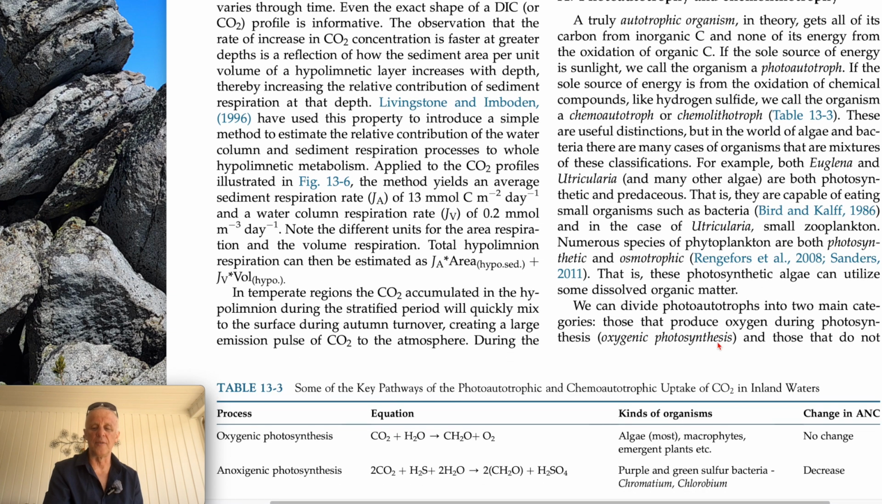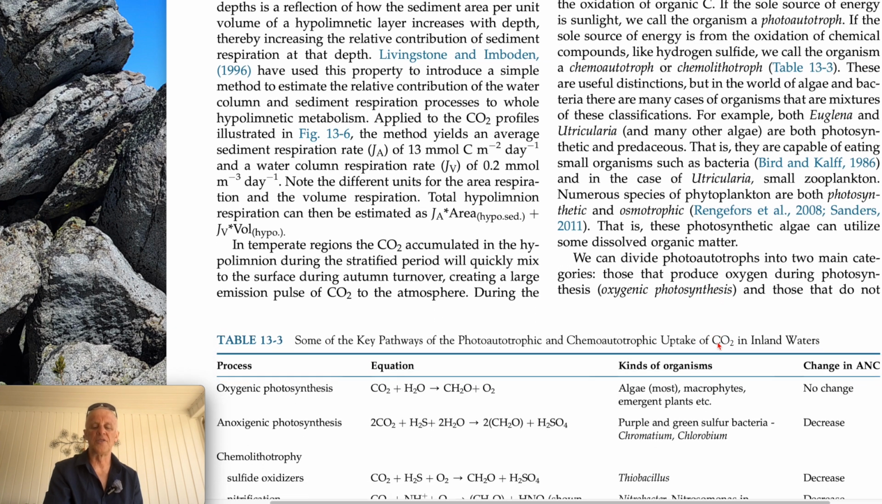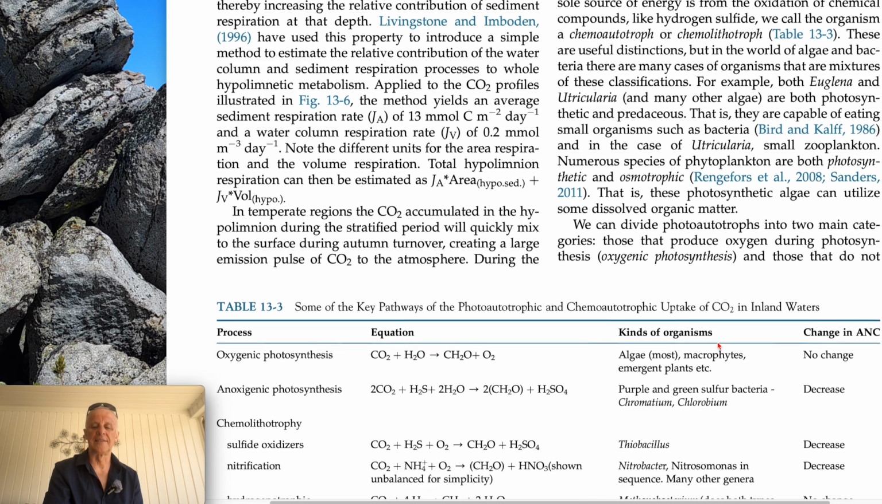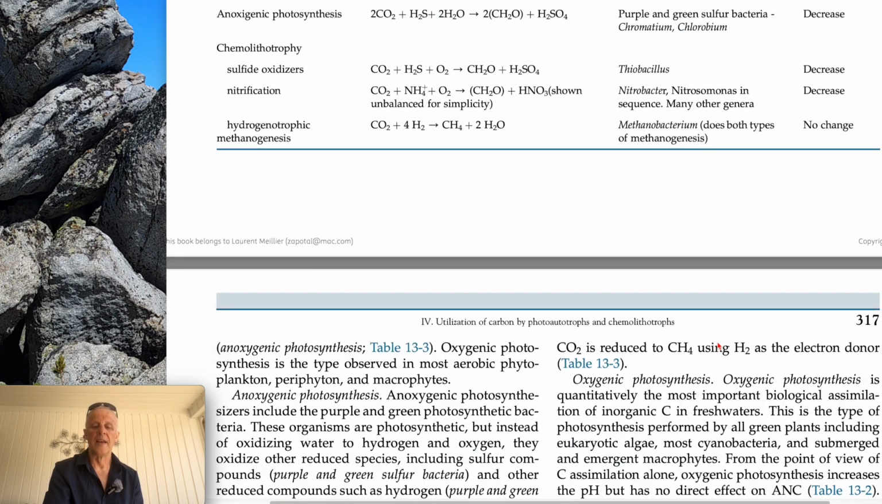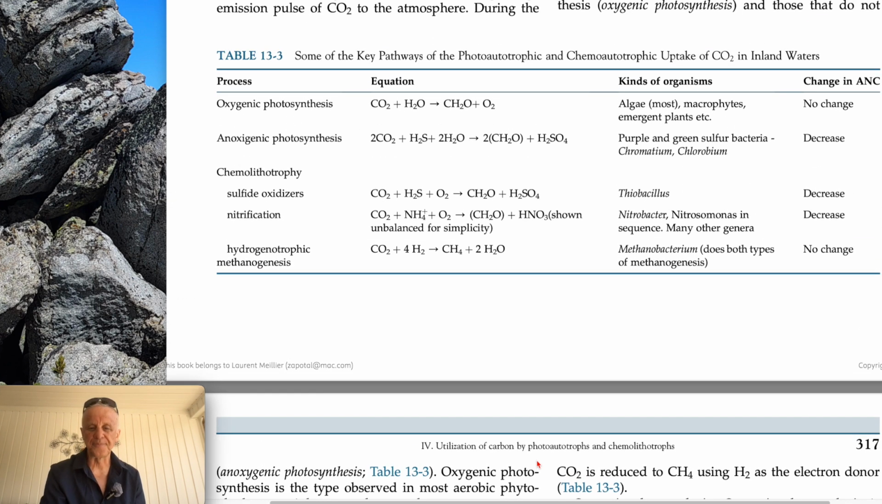We can divide photoautotrophs into two main categories: those that produce oxygen during photosynthesis, oxygenic photosynthesis, and those that do not, anoxygenic photosynthesis. Oxygenic photosynthesis is the type observed in most aerobic phytoplankton, periphyton, and macrophytes.